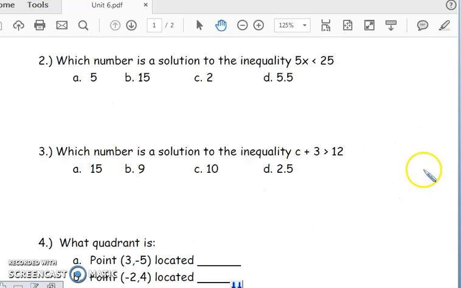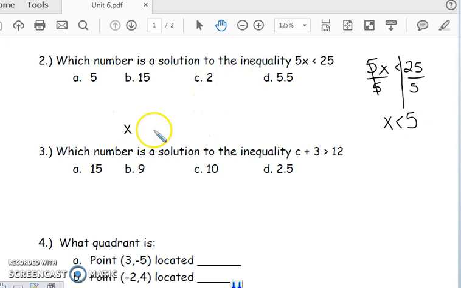Okay. Which number is the solution to the inequality? So what I like to do is I like to solve these. Some people like to substitute in, and that's fine. We can pretend this is just like an equal sign, draw our line down the middle, and solve for x. So this is being multiplied because it's touching. To undo multiplication, we do division. Divide both sides by 5. X has to be less than 5. So I'm going to write that in words. X is less than 5.